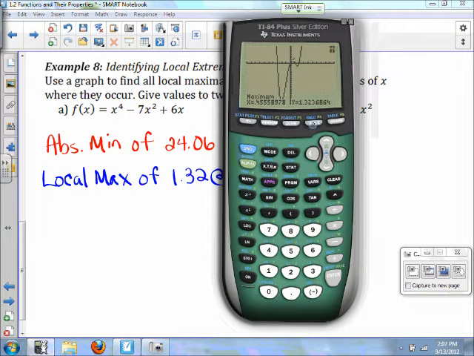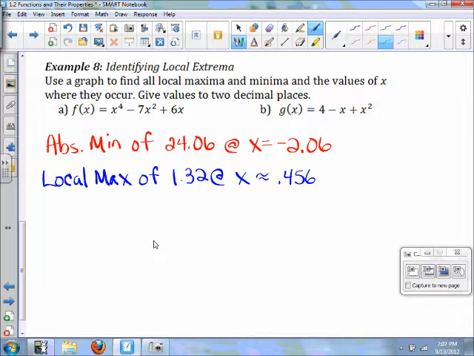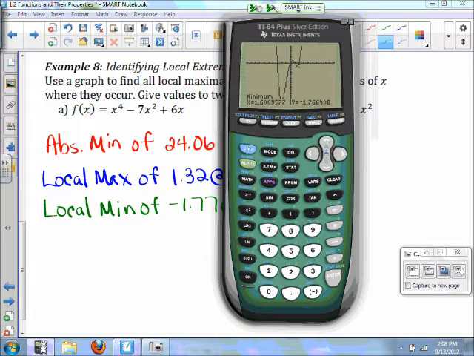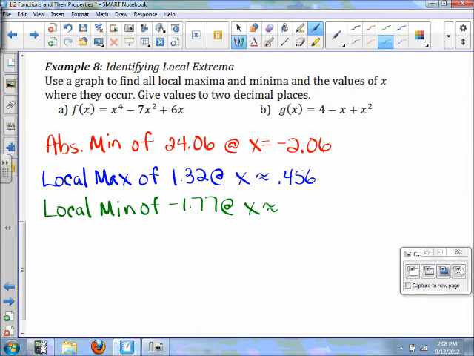Then again, we'll have another minimum. My minimum happens right here. A minimum of negative 1.77. That's going to be at x equals about 1.6. And there you have it. There's your local maxes and local minimums.